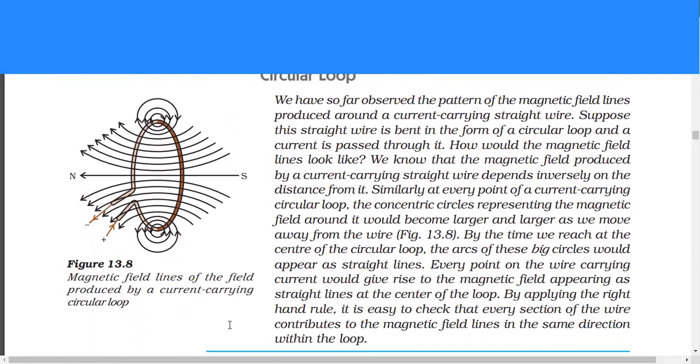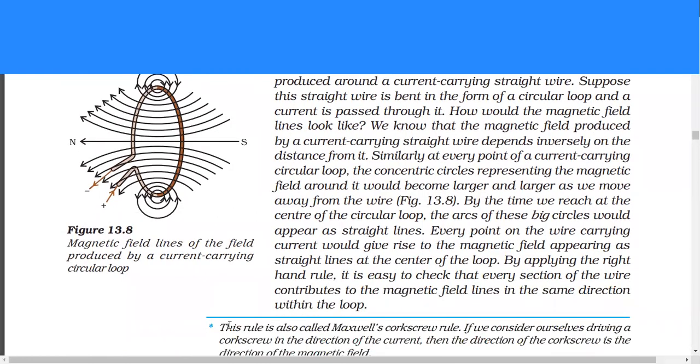We know that the magnetic field produced by a current carrying straight wire depends inversely on the distance from it. Similarly, at every point of a current carrying circular loop, the concentric circles representing the magnetic field around it would become larger and larger as we move away from the wire. By the time we reach the center of the circular loop, the arcs of these big circles would appear as straight lines. Every point on the wire carrying current would give rise to the magnetic field appearing as straight lines at the center of the loop.